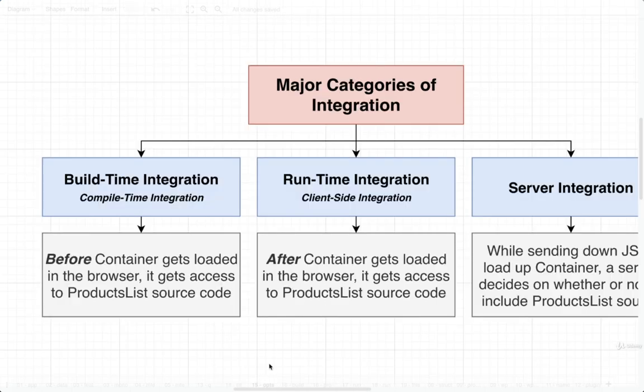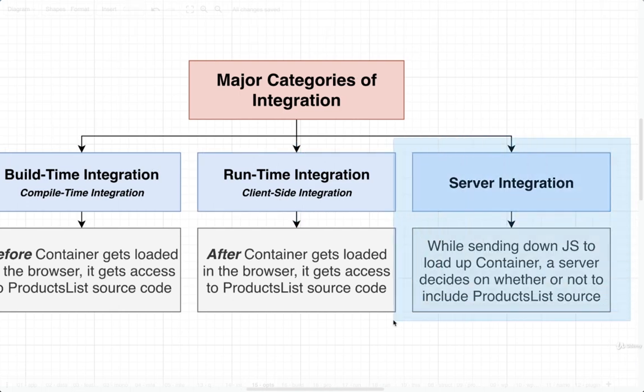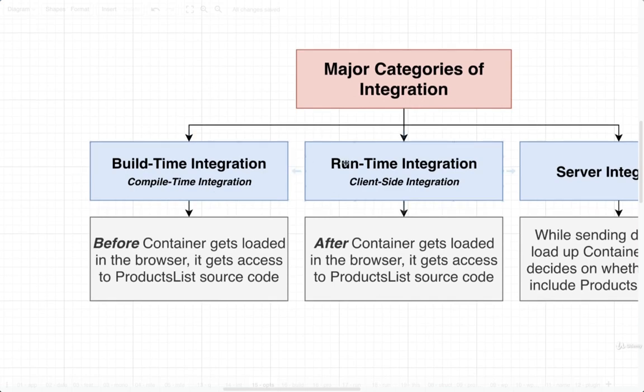Now, in general, there are three different categories of integration. We have build time integration, which is also known as compile time. We have runtime, which is also known as client side, and server. We're not going to focus too much on server because it requires a ton of backend code that we're not really going to get into inside this course. So we're going to focus a lot more on build time and runtime integration.